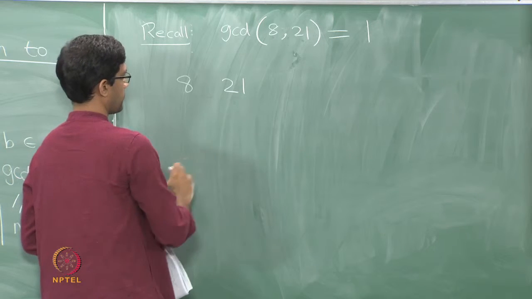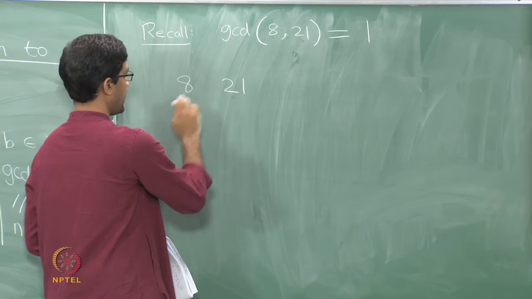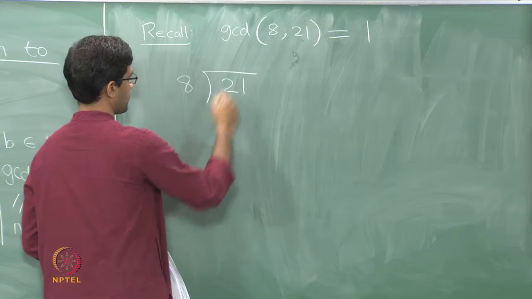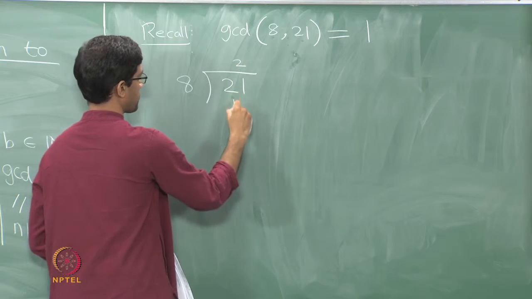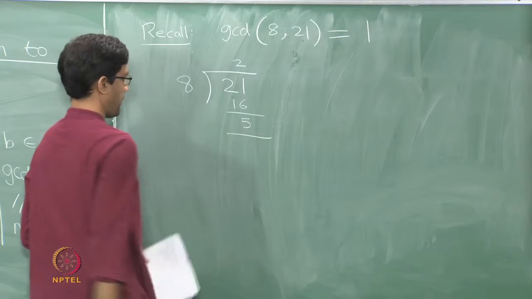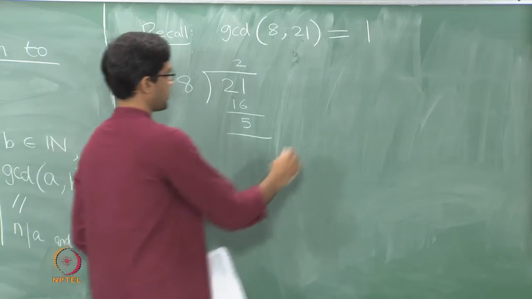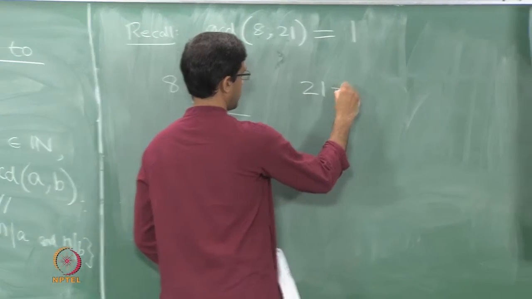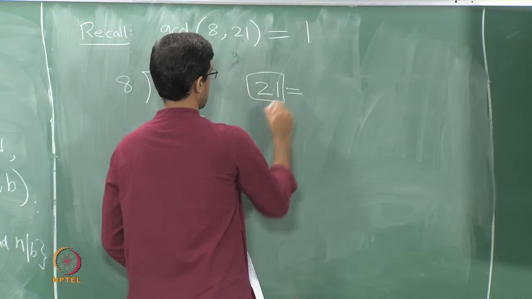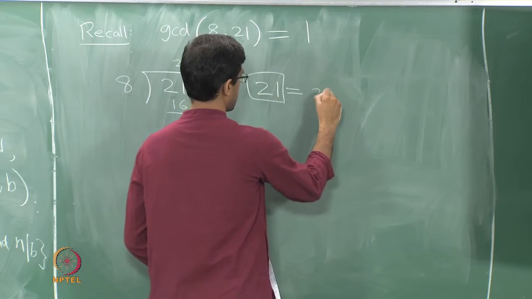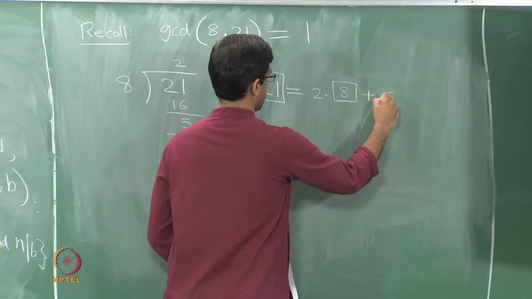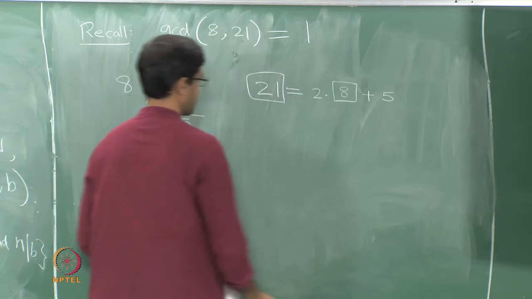So here's what the algorithm says: you perform a set of successive divisions. Look at 21 and divide 21 by 8 and find the remainder. Let's see, what do I get? 8 2s are 16 and I get a remainder of 5. This is the thing that we have been doing: 21 can be written as 2 times 8 plus a remainder of 5.